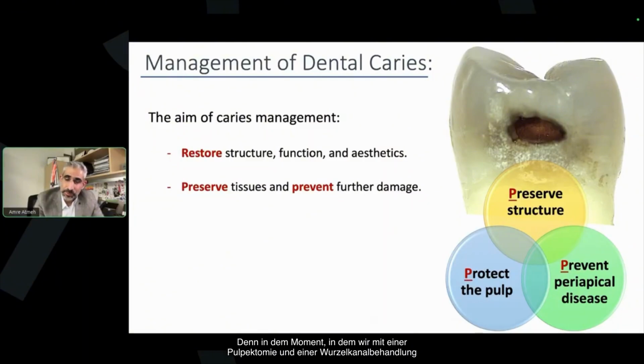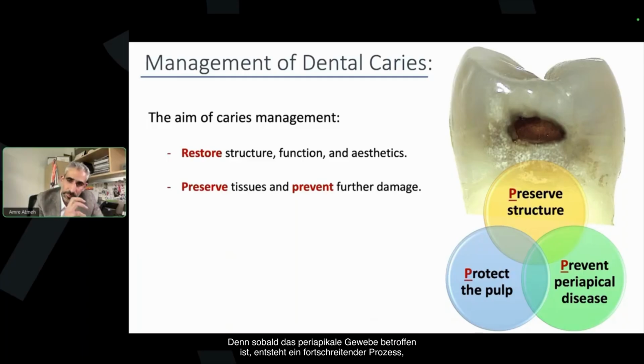And preserving that tissue will definitely impact the viability of the tooth, because the moment we start a pulpectomy and a root canal treatment, then we're actually increasing the risk of losing that tooth over a shorter period of time. And ultimately, at the end, we should aim to prevent periapical disease.